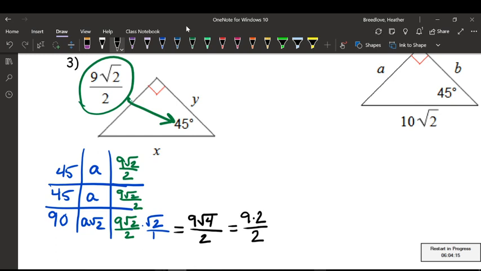Now I have 9 times 2 over 2. That means I have a 2 in the numerator and a 2 in the denominator. And so I'm going to cancel them out, and that just leaves me with a 9. So A square root 2 equals 9. Isn't that crazy? So that means that x is 9. And then we already have that y. We know y is 9 times the square root of 2 over 2. So there they are. There's x and y.